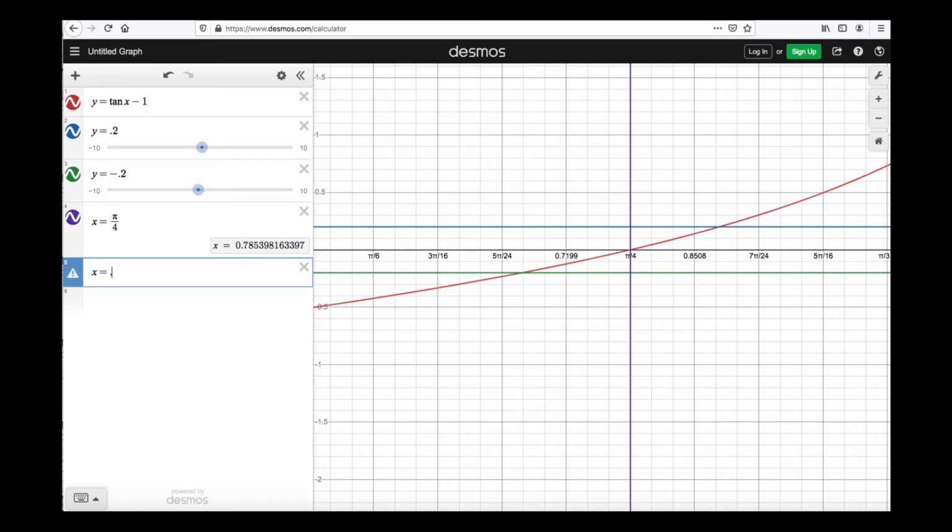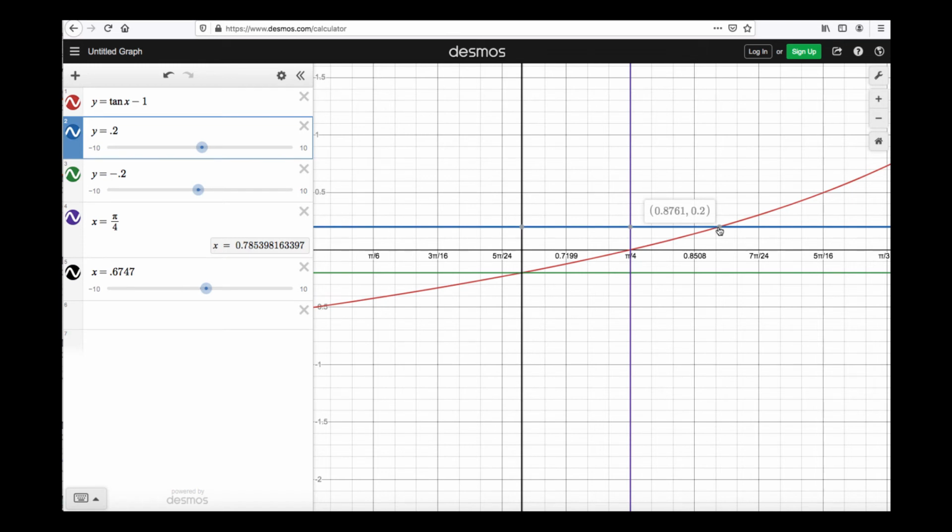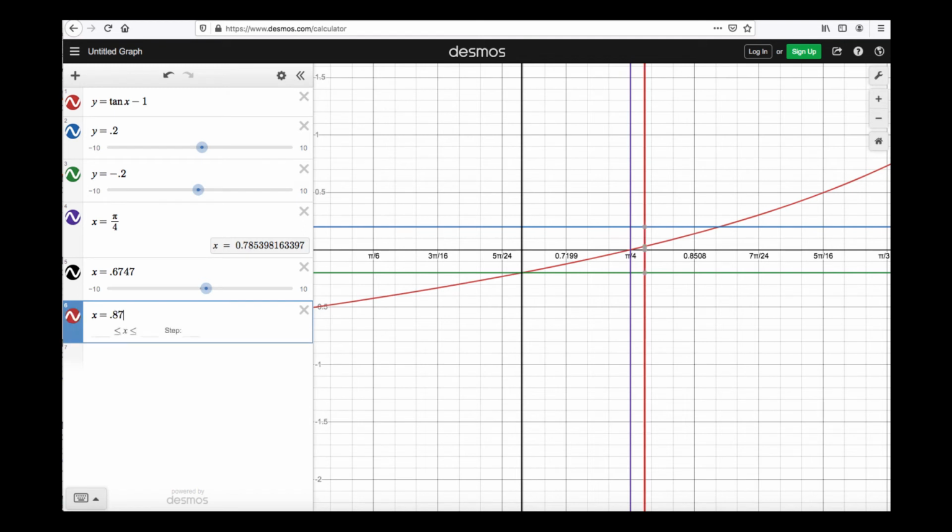x equals 0.6747. Now let's look at the coordinates of the point where y equals 0.2 intersects y equals tangent x minus 1. The x coordinate we can see is 0.8761. So let's graph x equals 0.8761.